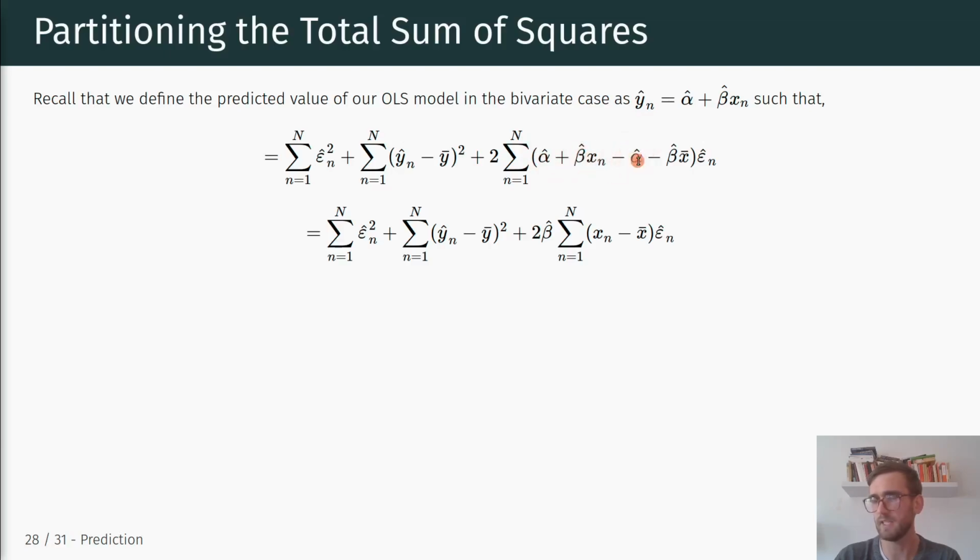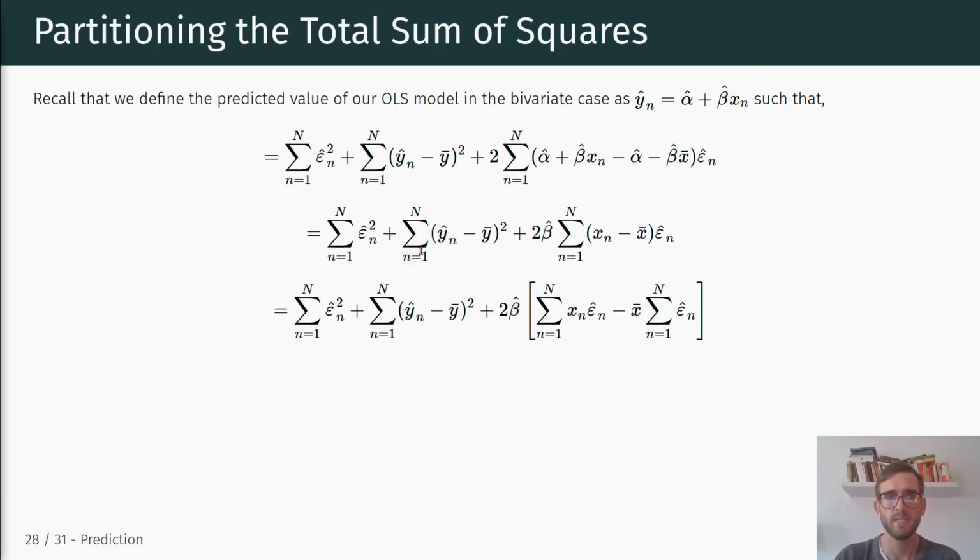Alpha hat minus alpha hat, of course, cancels out. So we're left with beta hat xn minus beta hat x bar. We pull the beta hat out of this product and put it in front of the sum to get 2 times beta hat xn minus x bar times epsilon hat n. The stuff in the front still stays the same.